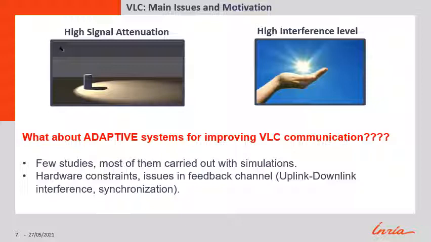However, in order to have an adaptive system, we need a feedback network. And there are very few studies on adaptive VLC. Most of them are not experimental, they are just carried out with simulation, because there are several issues in building a feedback network, and there are some other problems with synchronization, with uplink and downlink interference, and we tried to solve this kind of problems with our architecture.